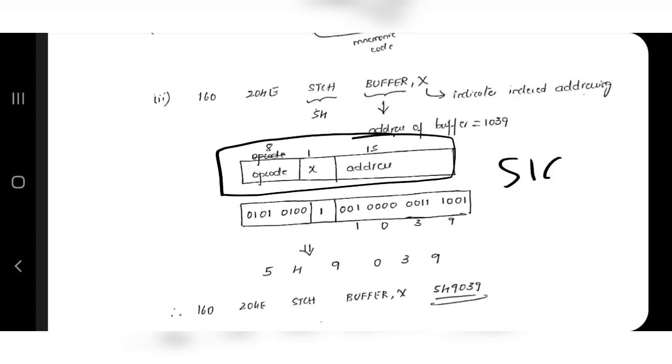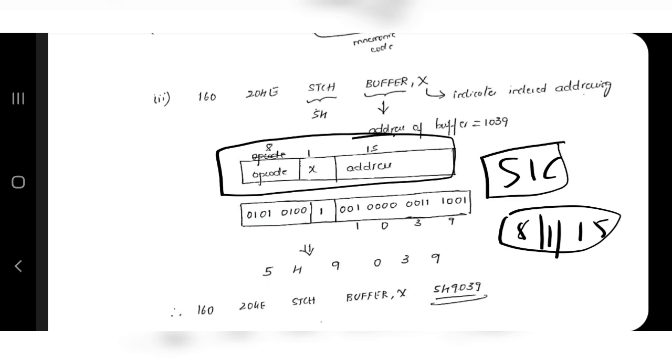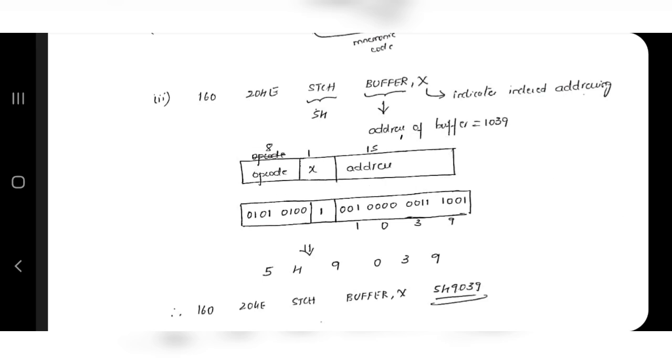For SIC, the table is: first the opcode, then the index value, then the 15-bit address. I'm just talking about SIC; for SIC/XE there will be n and i bits and all, which we'll discuss later. The opcode is 54, so you write 54 here: 101 is 5, 100 is 4. Then the index value: since ,X is present, the X value will be 1, so you write 1 here.